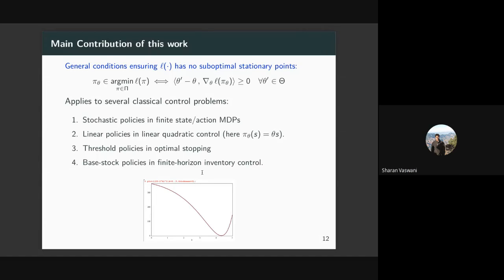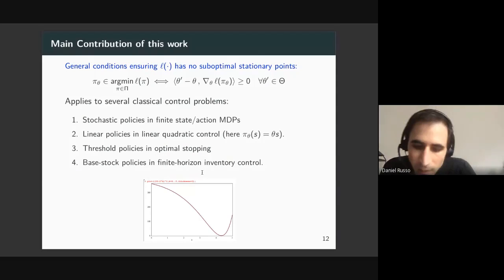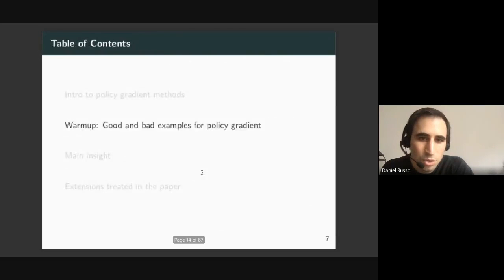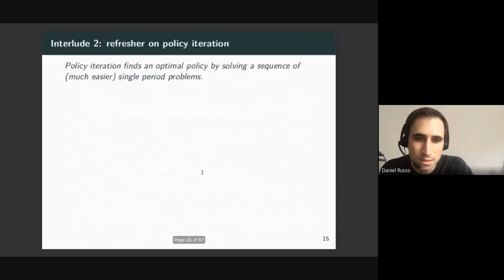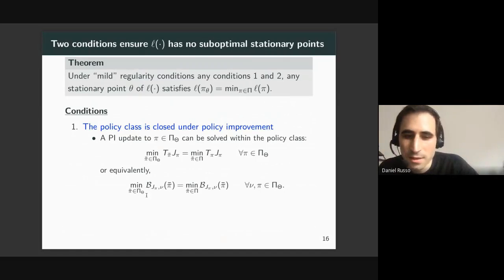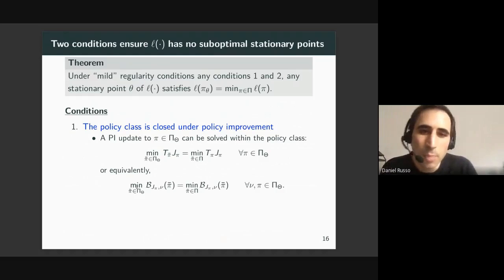I see. Another quick question. In neural network land, we have seen that the landscape can be improved if you massively over-parameterize things. So in your case, if the policy is crazily over-parameterized, does it help with the convergence? Yeah, it's a good question. This closure condition is really saying that the policy class has to be rich enough. So it ends up being something that is satisfied if the policy is over-parameterized.